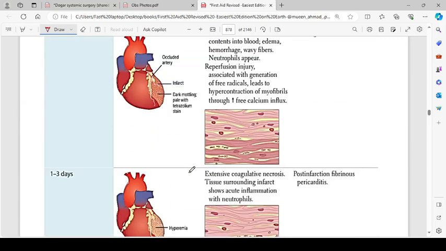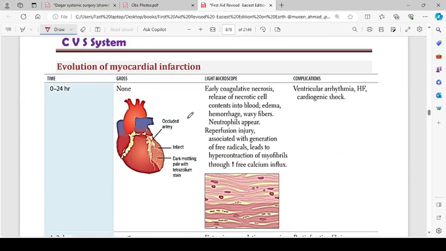Now this is a page from First Aid, which is an elaborate book. In the first 4 hours, no changes are visible, but if we take the window to 24 hours, then there are visible changes. The occluded artery, this is the infarct, dark mottling, pale with tetrazolium stain. On light microscopy, early coagulative necrosis, release of necrotic cell contents into the blood, edema, hemorrhage, wavy fibers, and neutrophils will appear.